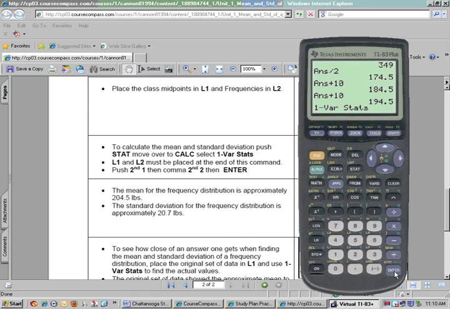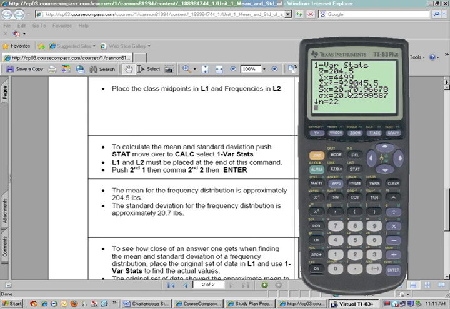So what happens is we have to tell the calculator to use list 1 and list 2. So we're going to push second and the number 1. The comma is above 7, and then second and the number 2, and we're going to push enter. And what happens is this will give you the mean and the standard deviation.